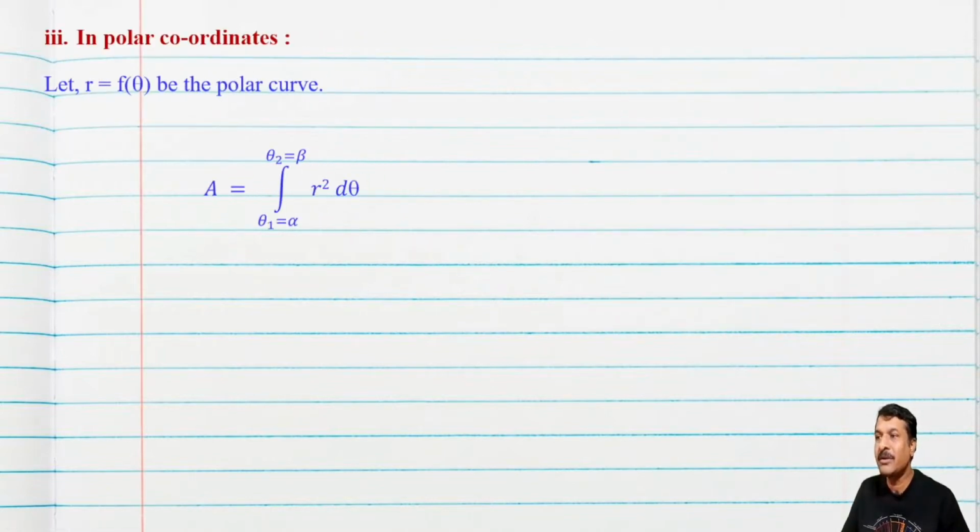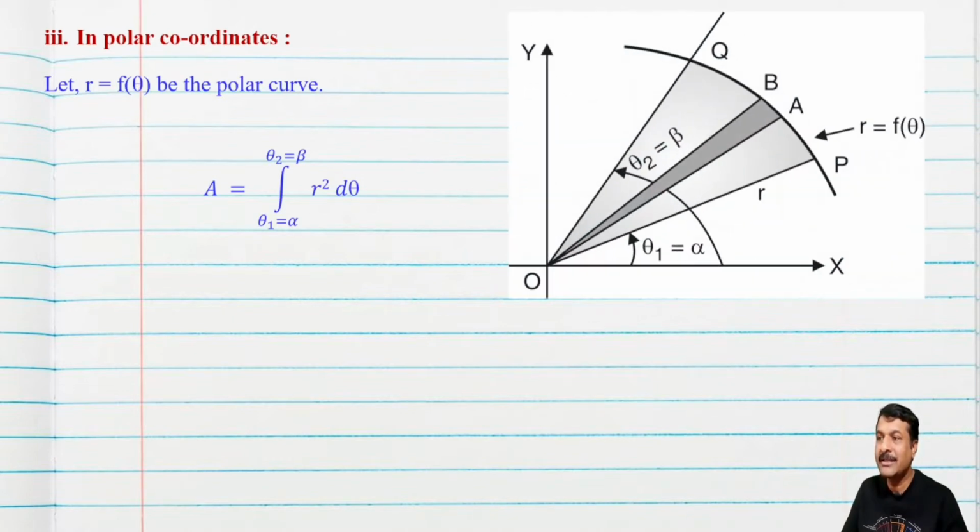Let r equal to f of theta be the polar curve. Then the area A equals integration from alpha to beta. So these are the limits of theta, theta 1 to theta 2. So integration of alpha to beta r square d theta as shown in figure.